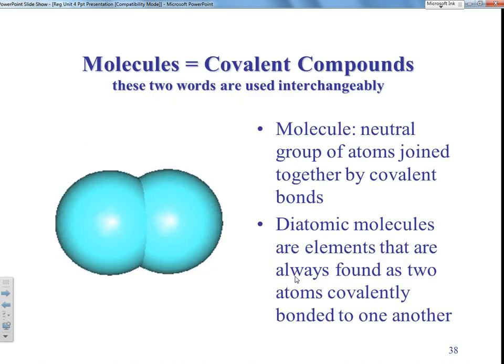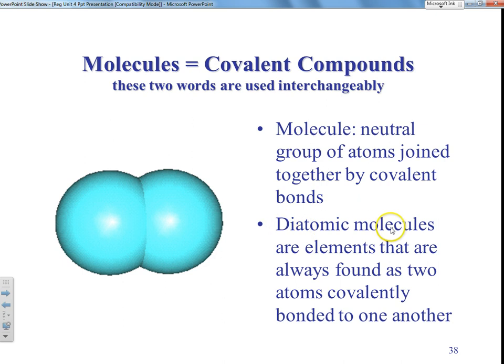Now, we got to talk about a few terms. For the first time, we're going to use and describe what the term molecule means. Molecule refers to a covalent compound. Those two words are used interchangeably. Molecule also refers to a neutral group of atoms. So we're going to see that you can have nonmetals that are covalently bonded, but if they have a charge, we refer to them as polyatomic ions.